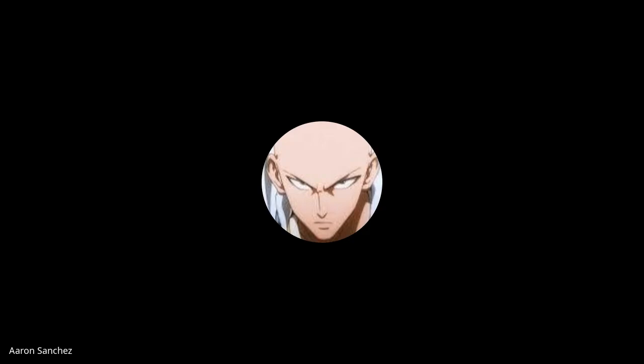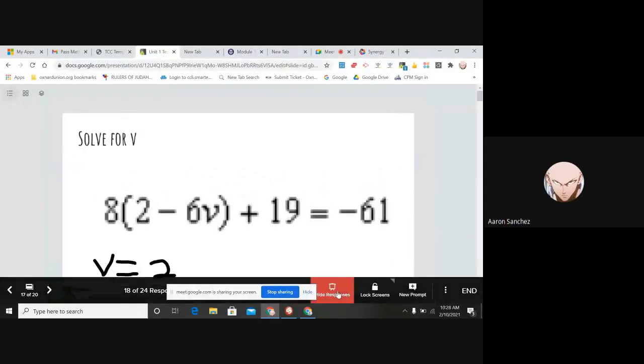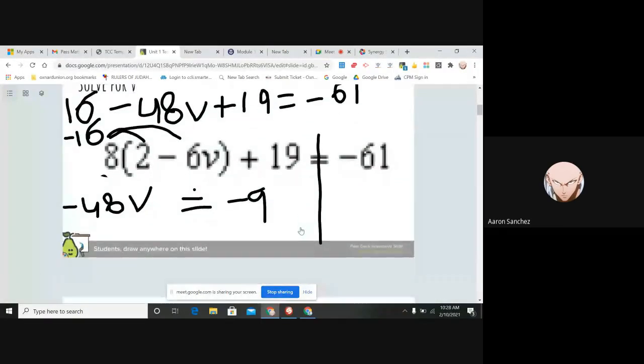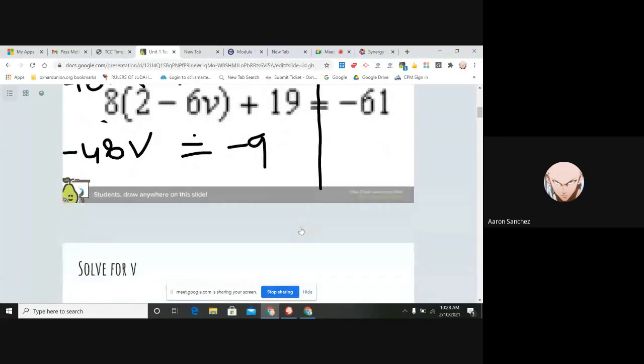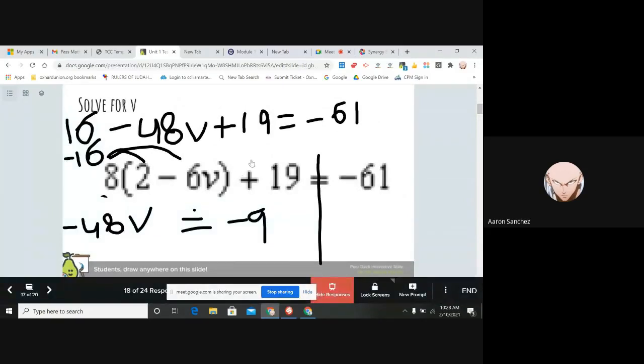Okay, here's the first way. Let me present. Actually, let's look at your answers. Okay, here we go. Show your responses. Okay, v equals 2. 48v equals negative 9. Okay, they're on the way there. Let's see. I think this one, whoever did this one, did you subtract 19 on both sides?